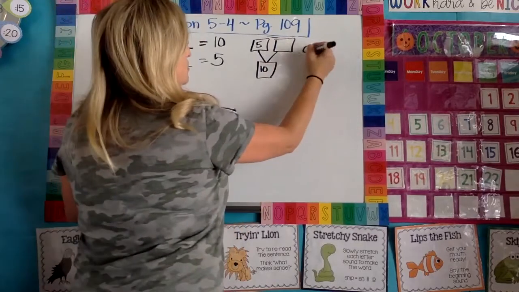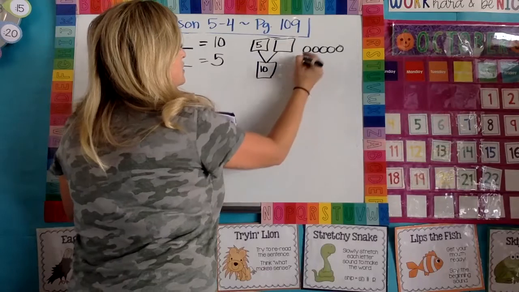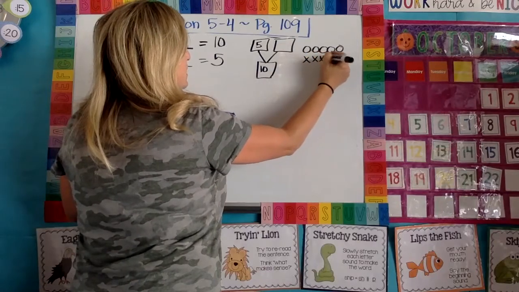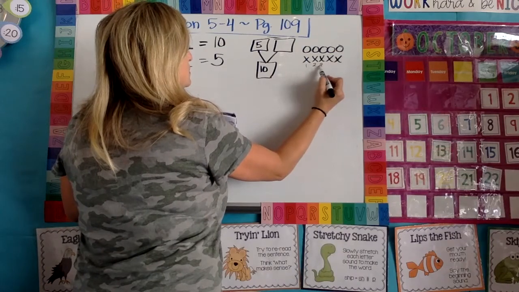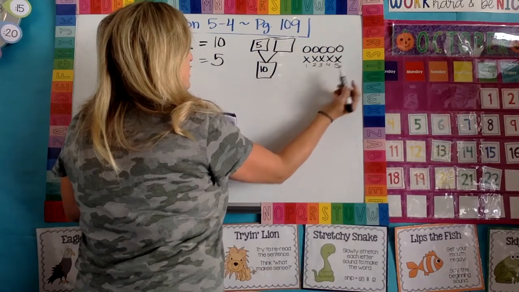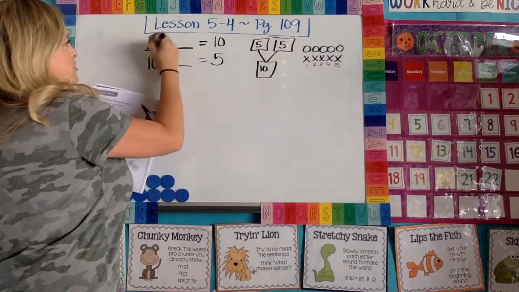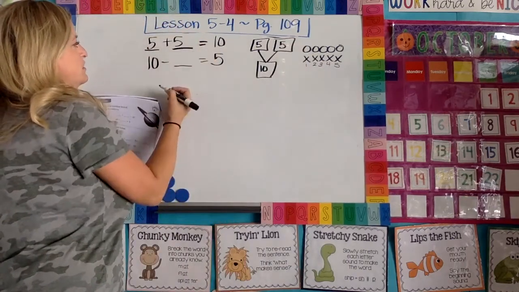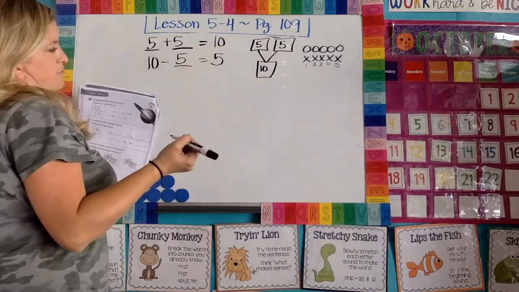So I'm going to draw 1, 2, 3, 4, 5. And I'm going to count on 6, 7, 8, 9, 10. 1, 2, 3, 4, 5. Now I know it's 5 plus 5. So 5 plus 5 equals 10. 10 minus 5 equals 5.